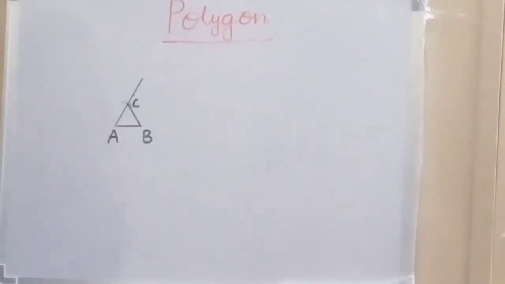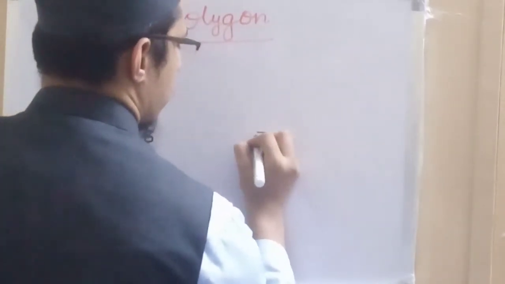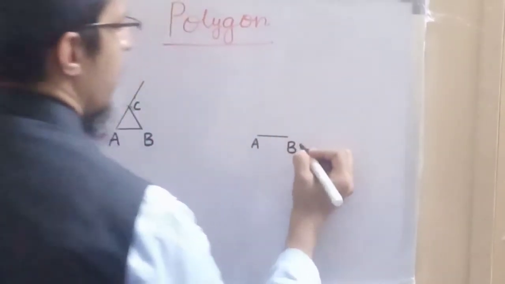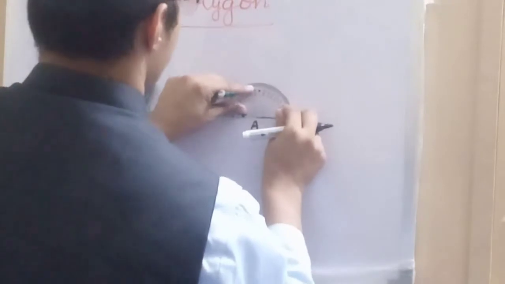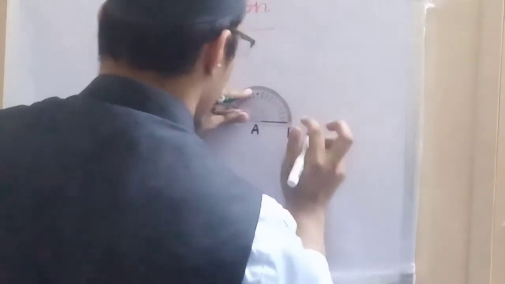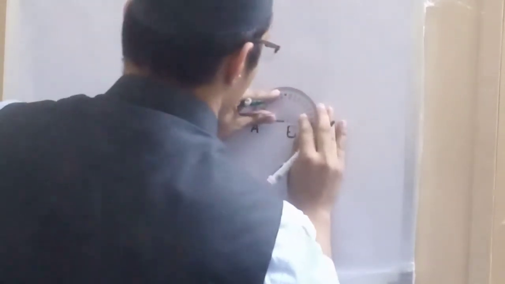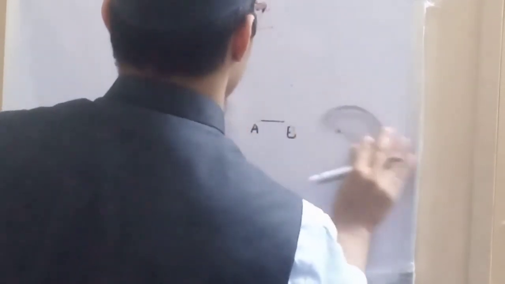Similarly, if you want to draw a square, we are given a side. Draw the base of the given measurement, name it as AB, and now take an angle of 90 degrees from each end. Take an angle of 90 degrees from end A and end B. Mark an angle of 90 degrees.